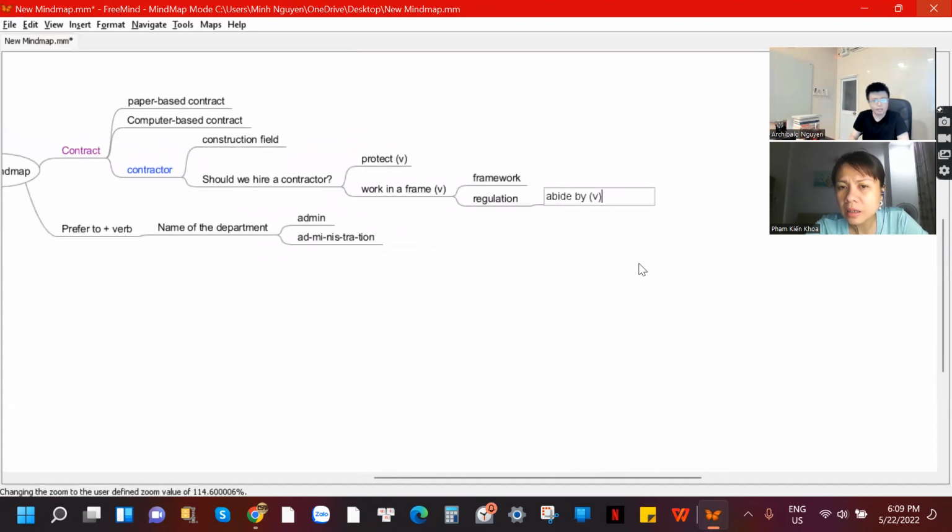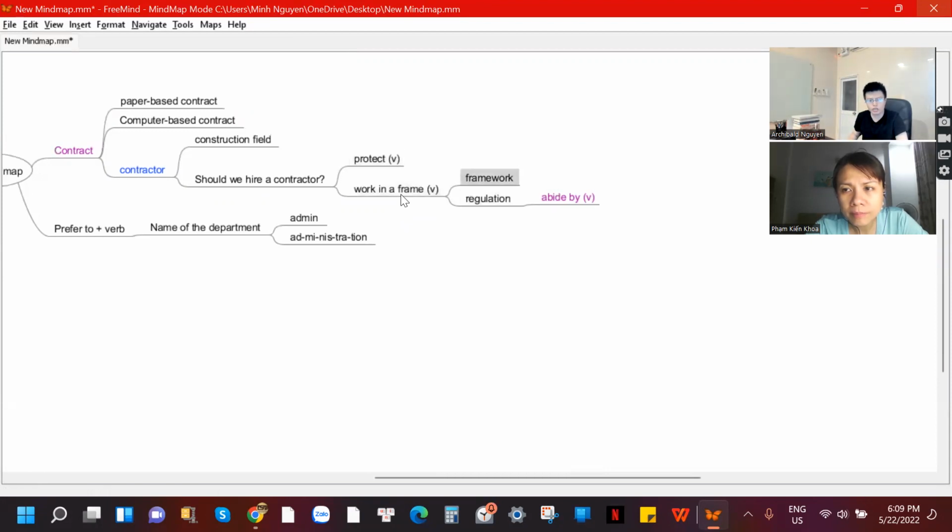So right here, the first word today is contract, and the second word that we need to go through is the word abide by. So let's speak. Let's speak, Miss An. Right now, if you go to work, do you want to stick to the framework? Stick to means whatever you do, you follow the framework.